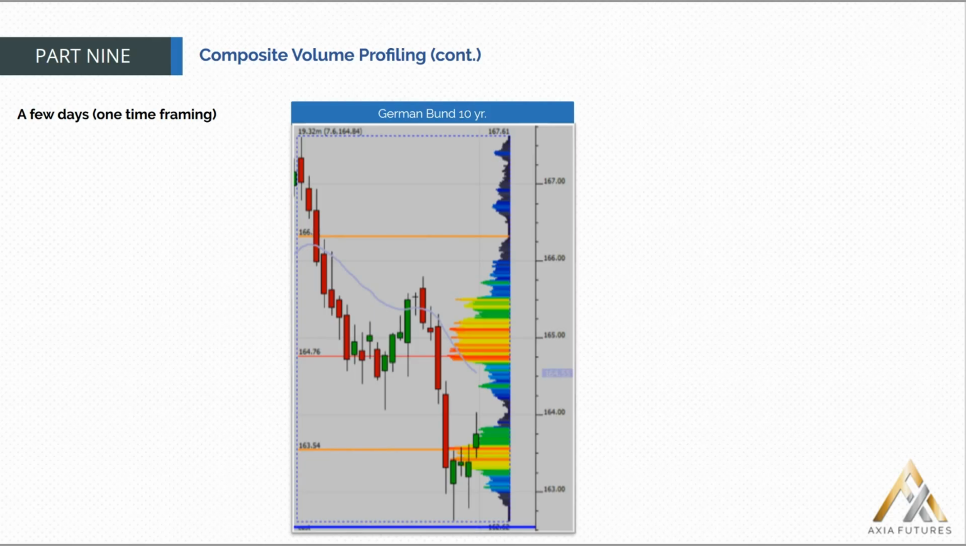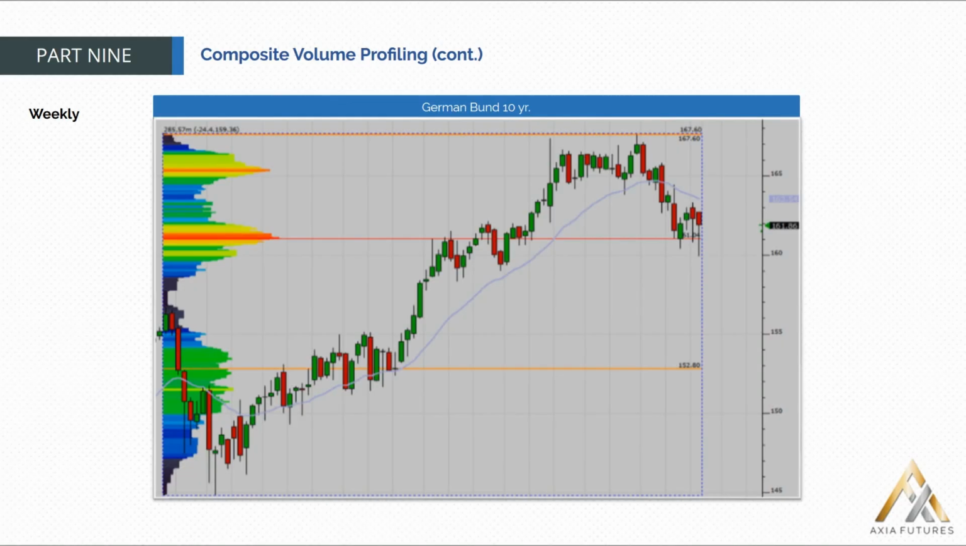I hope you guys are starting to see now how some of the strategies and principles we spoke about in module 1 and 2 are starting to filter through even into composite profiling. Let's take a look at another example. The next composite profile is an example of a weekly volume profile.